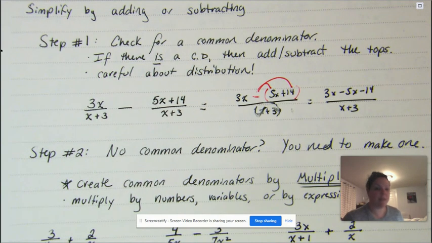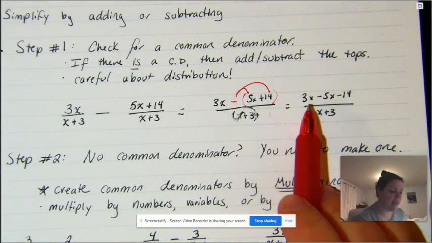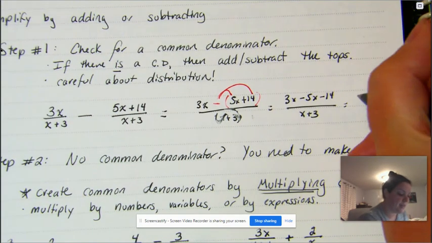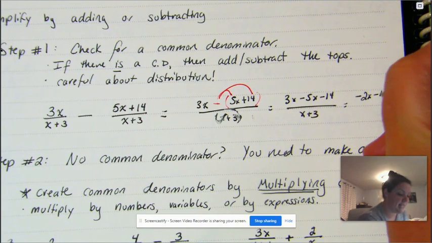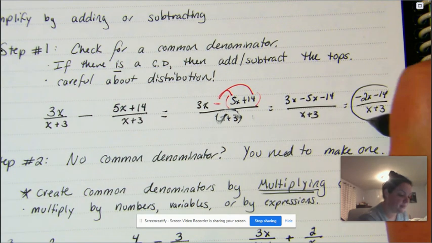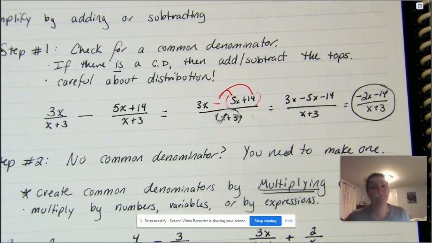From there, we are going to combine some like terms. We have that 3x and that negative 5x. Those are like terms, so we're going to add those together. We're going to end up with negative 2x minus 14 all over x plus 3. Your two fractions are subtracted.